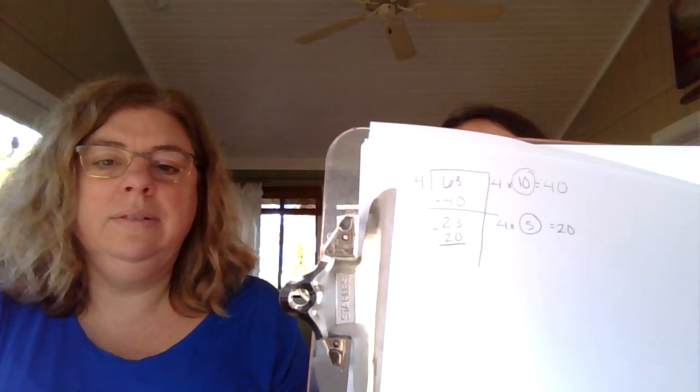So I'll take my 20 and I'll subtract that from my 23, and that leaves me with 3. Well, 4 can't go into 3, so I guess I'm done. So I'll add up my 10 and my 5 that I have circled, and that gives me 15. So my answer is 15 remainder 3.